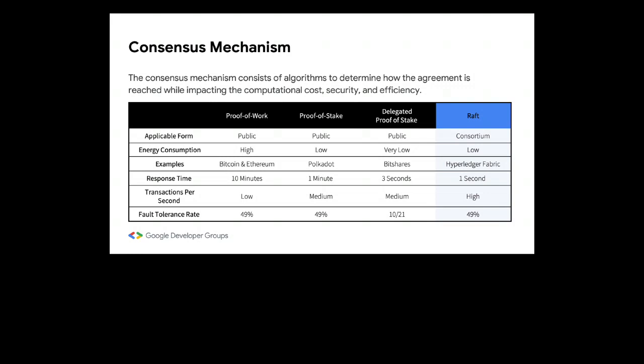And the fault tolerance rate is 49%. Meaning that if 51% of the network is compromised, all data can be modified. That is virtually impossible now, as there are millions of people using it. So proof of stake is being used by both.